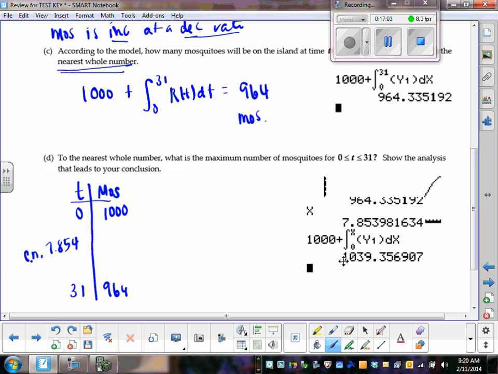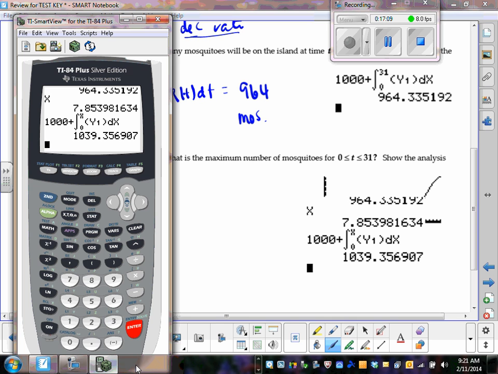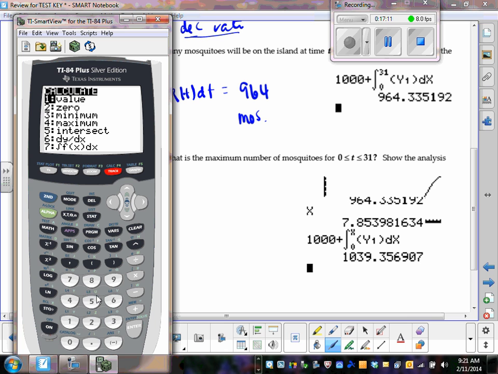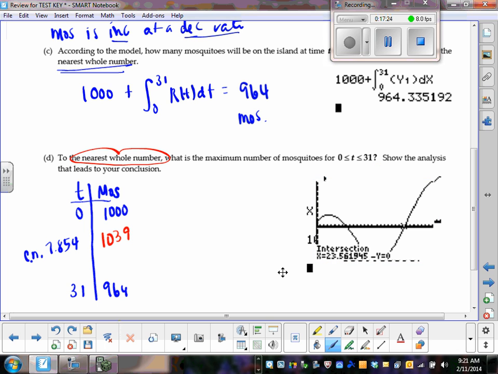1039.356. So to the nearest whole number again, we get 1039. I'm going to find the next intersection. Calculate number 5, enter, enter. And if 15 is right in the middle, I'm going to guess 20. And press enter. And so 23.56 is my next intersection. 23.562.